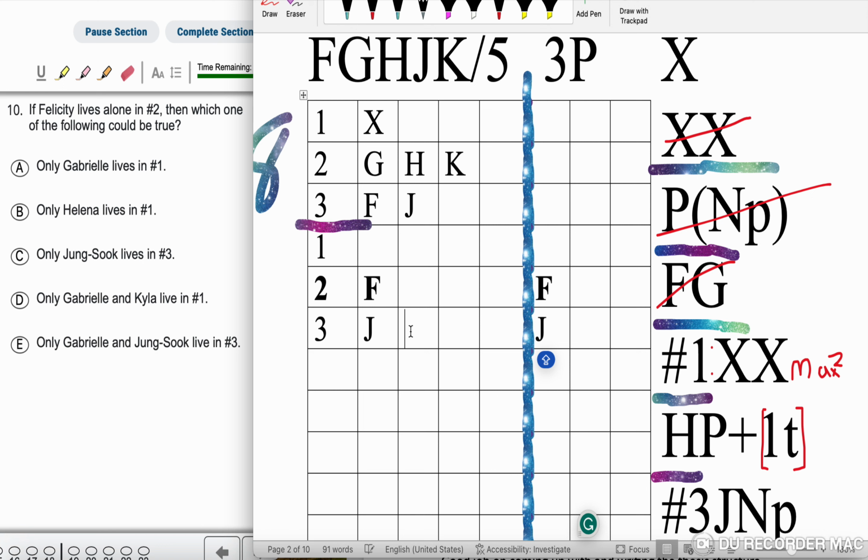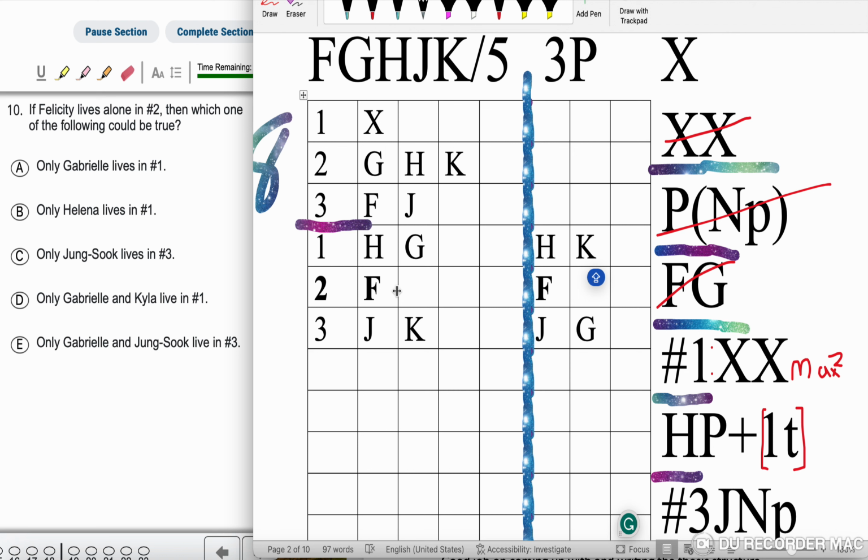K, who was a previous pet owner, could be in 1. G, who was a previous pet owner, could be in 1. We could have H in a position by themselves with 1 other person. That other person is going to have to be G for the first world, and the other person is going to be K for the second world. So now we have 2 worlds.